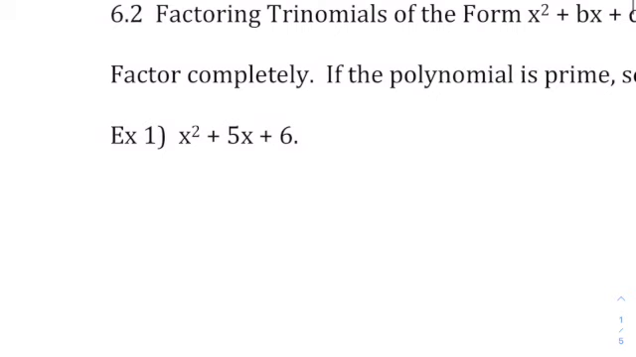Now, example number 1, notice the leading coefficient is 1. So that is a very important identification. Eventually, we're going to do leading coefficients not 1. In this case, it's just a special case. If the leading coefficient is 1, that means like chapter 5, we do binomial times binomial. So we're going to turn this x squared plus 5x plus 6 back into two binomial parentheses.